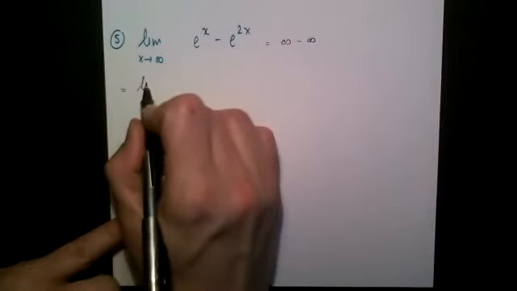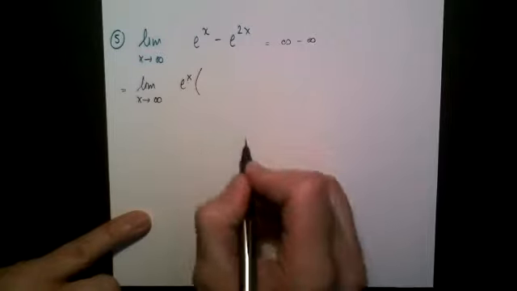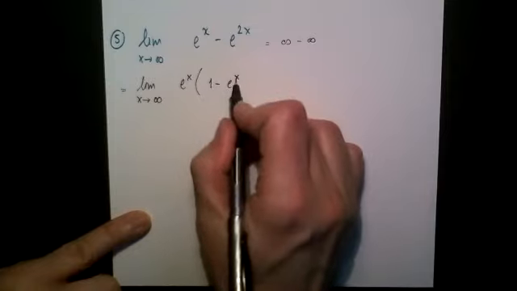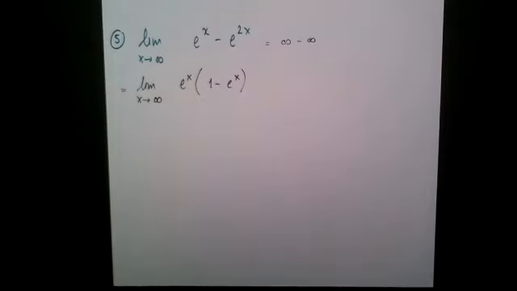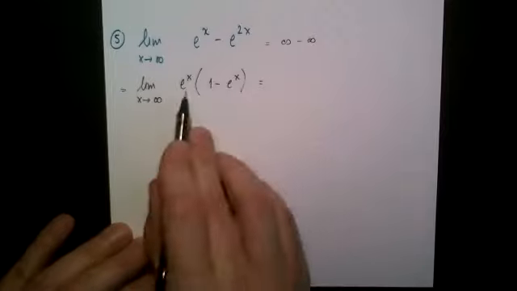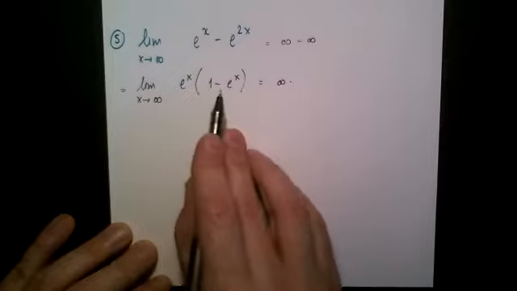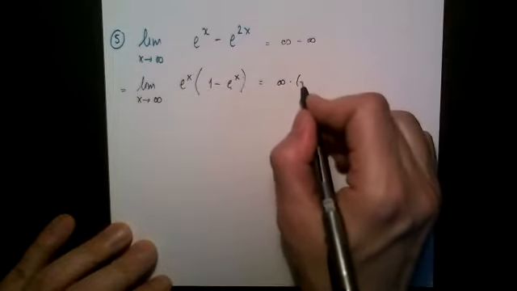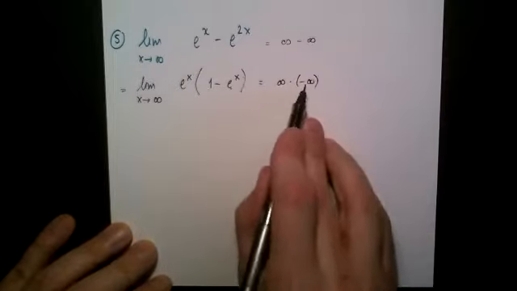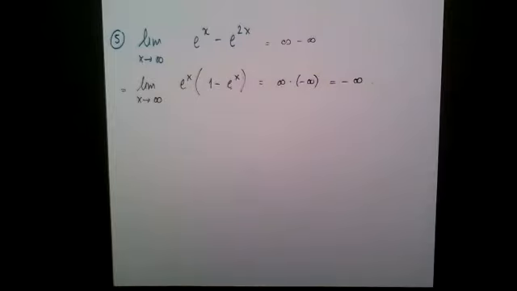Okay, but what I could do, I could extract an e power x times 1 minus e power x. And that will give me what? If you plug in infinity here, you get infinity times 1 minus infinity, so negative infinity. And so infinity times minus infinity gives you minus infinity. Okay, so that was much easier than expected.